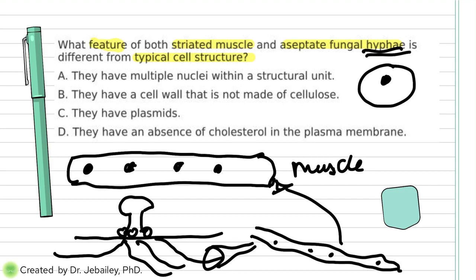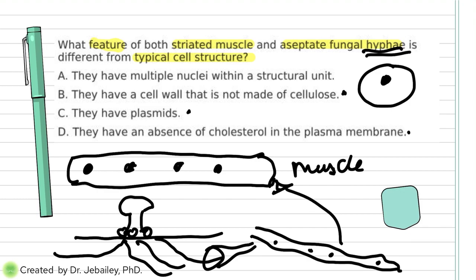So let's look at the four options. They have multinuclei within structural units. Now, just by reading the first option, you say, oh, it must be that one. But do not do this. Make sure you read all of them. The second one says they have a cell wall that is not made of cellulose. They have a plasmid. And they have the absence of cholesterol in the plasma membrane. So let's go with the cancelling.